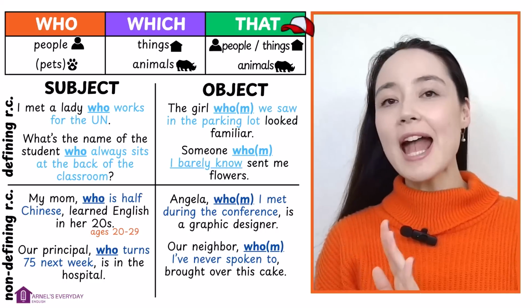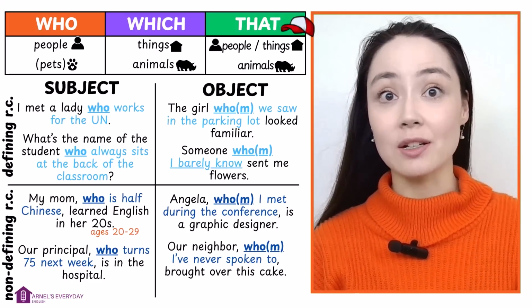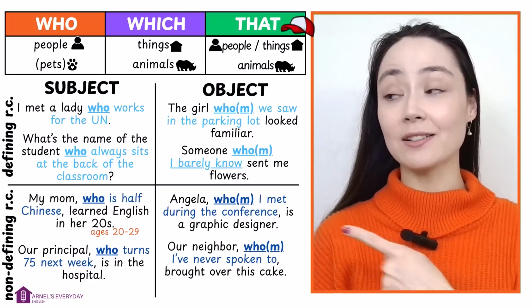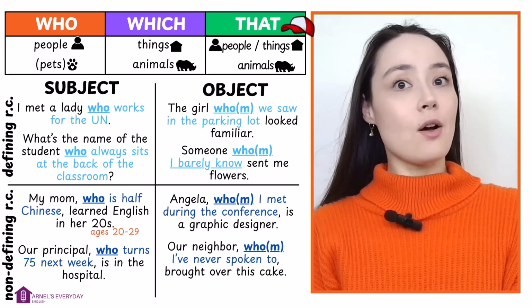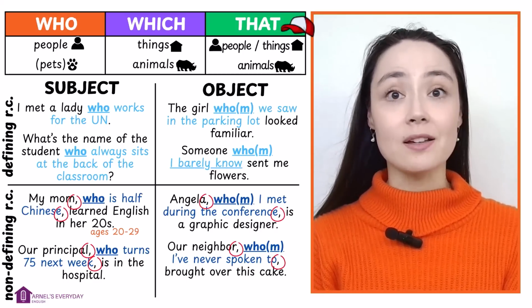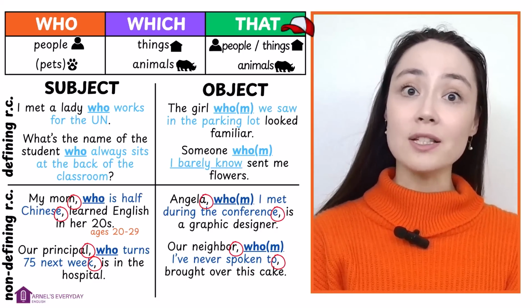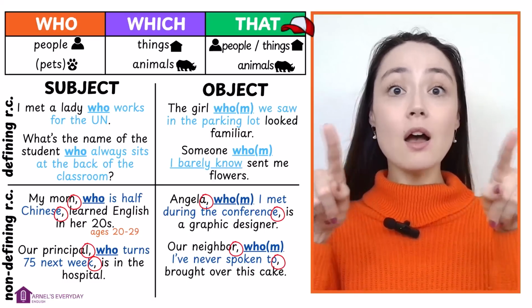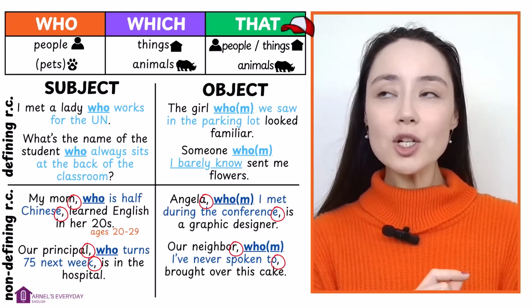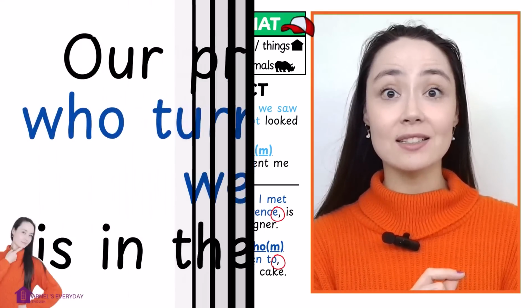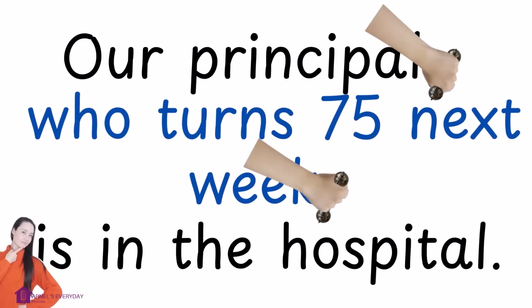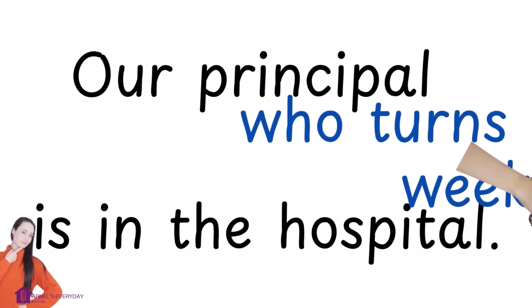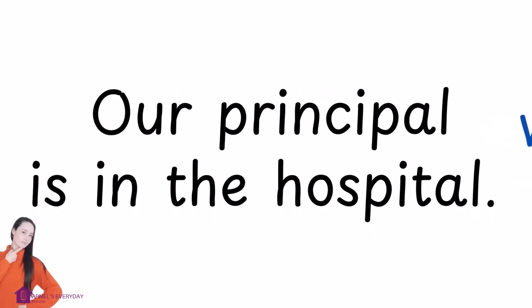Do you notice anything about the punctuation in defining and non-defining relative clauses? Right. Commas. Non-defining relative clauses are always separated by commas. I want you to think about it like this. The commas are like handles. You can hold them and remove the non-defining clause. The listener can still identify the noun.